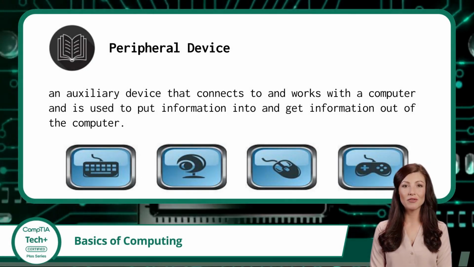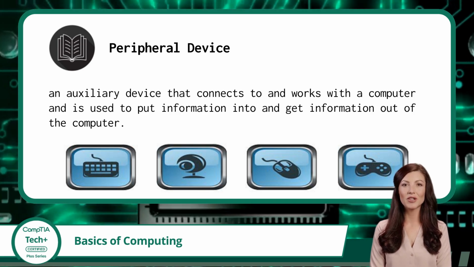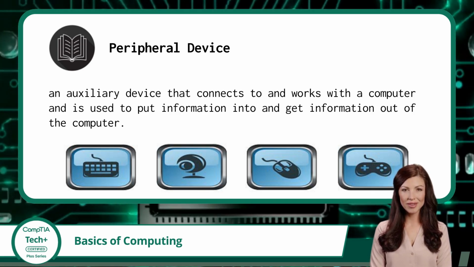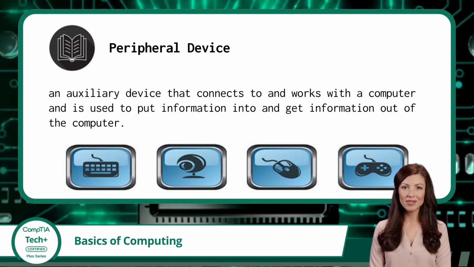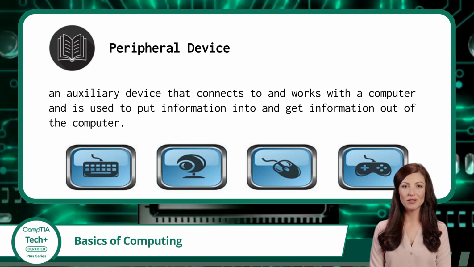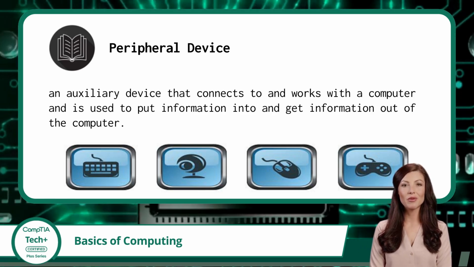And finally, we can't forget about peripheral devices. A peripheral device is an auxiliary device that connects to and works with a computer, and is used to put information into or get information out of the computer. In simpler terms, these are external components that help us interact with the system. Things like keyboards, webcams, mice, gaming controllers, monitors, printers, and scanners all fall into this category. If it connects to the computer and either sends data in or takes data out, it's considered a peripheral. These devices play a key role in how we input commands and receive output, making them an essential part of the overall computing experience.